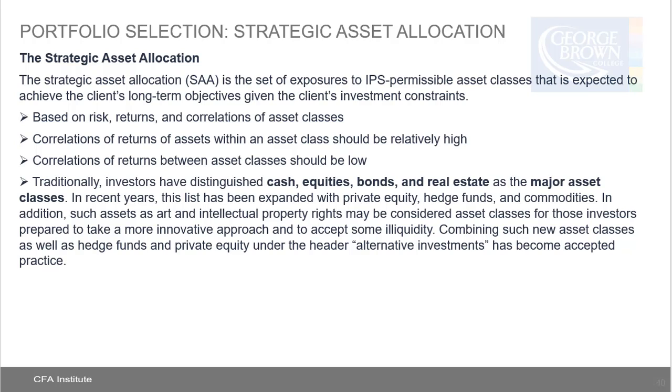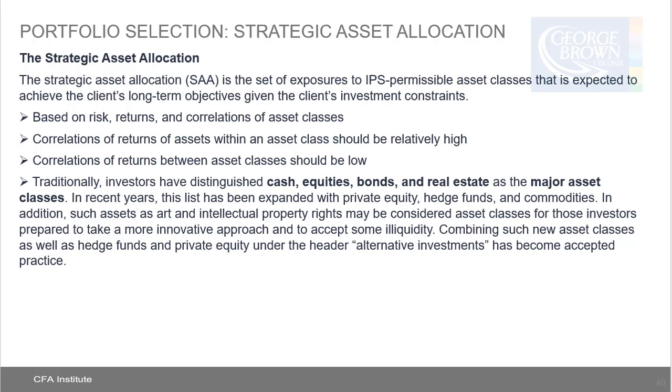So traditionally, investors have distinguished cash, equities, bonds, and real estate as the major asset classes. In recent years, this list has been expanded with private equity, hedge funds, and commodities. We saw that in investment vehicles. In addition, such assets as art and intellectual property rights may be considered asset classes for those investors prepared to take a more innovative approach and to accept some illiquidity.